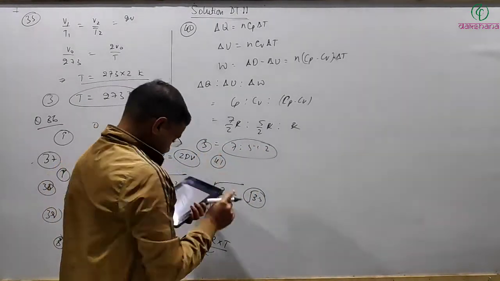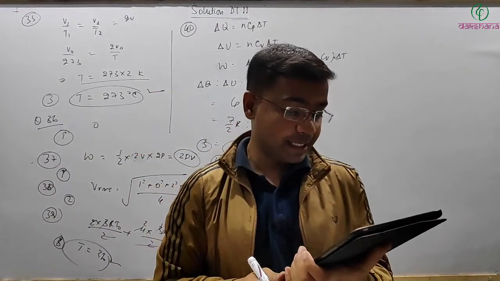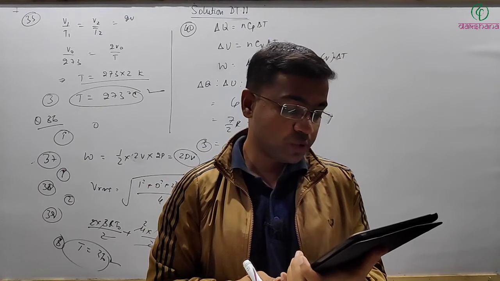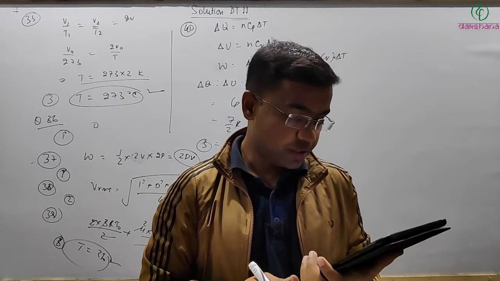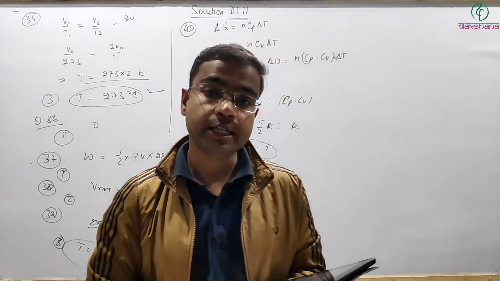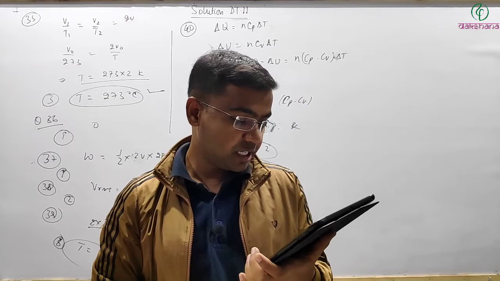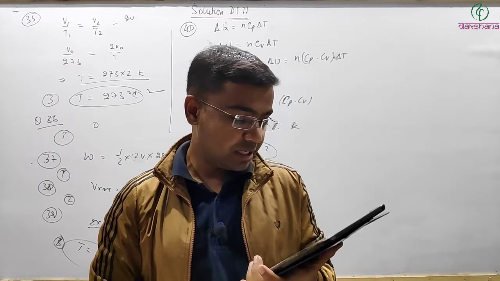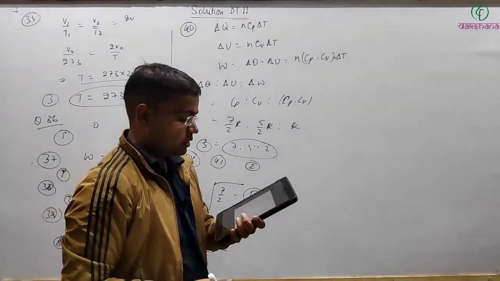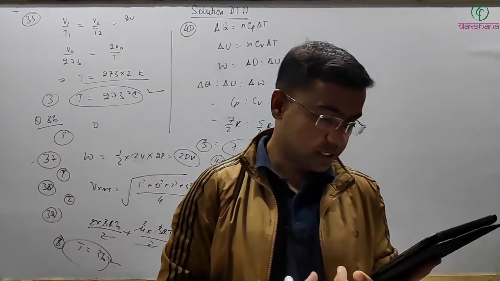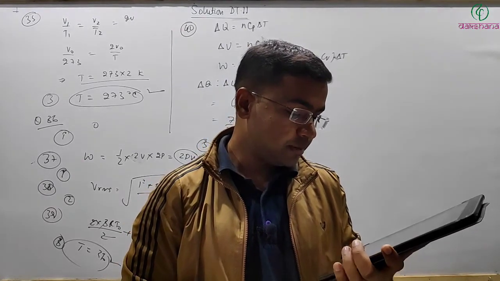Question number 41. An ideal gas expands from volume V1 to V2 in two different processes: isobaric, constant pressure, and isothermal, constant temperature. Then the change in internal energy is. In isothermal it is 0. Options: positive in isobaric process, positive in isothermal process, negative in isothermal. So the second is correct, positive in isobaric process. In isothermal, the change in internal energy is basically 0.